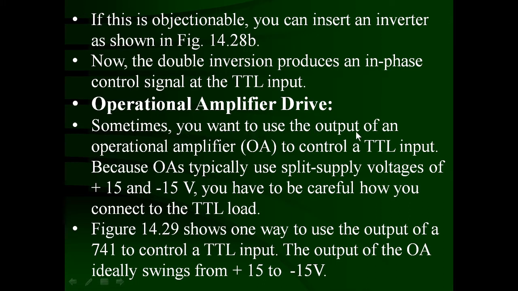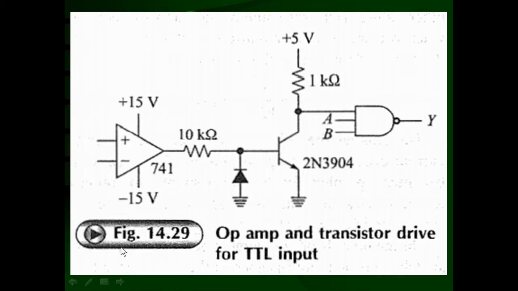Sometimes you want to use the output of an operational amplifier to control a TTL input. Because op-amps typically use a split power supply voltage of plus 15 and minus 15 volt, you have to be careful how to connect to the TTL load. Figure 14.29 shows one way to use the output of a 741 to control a TTL input. The output of the op-amp ideally swings from plus 15 volt to minus 15 volt. So this is the way it should be connected.